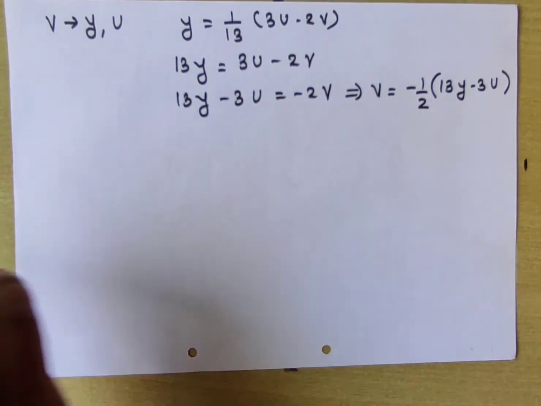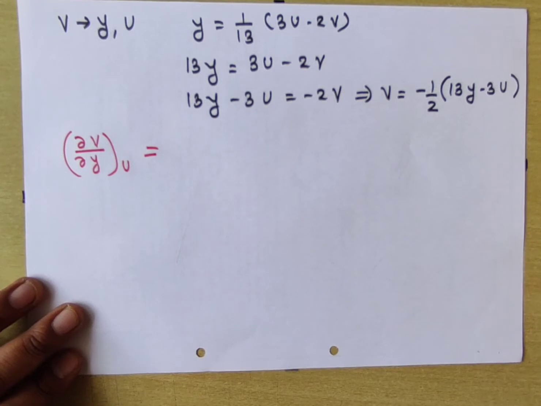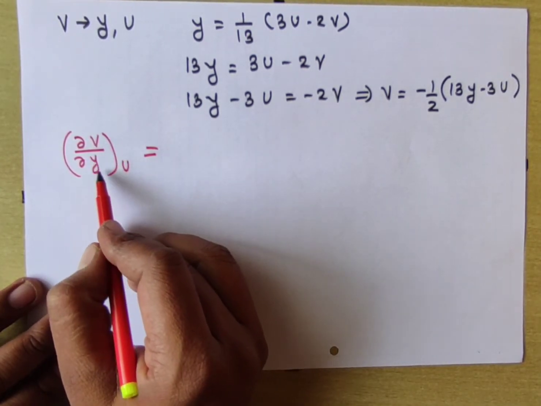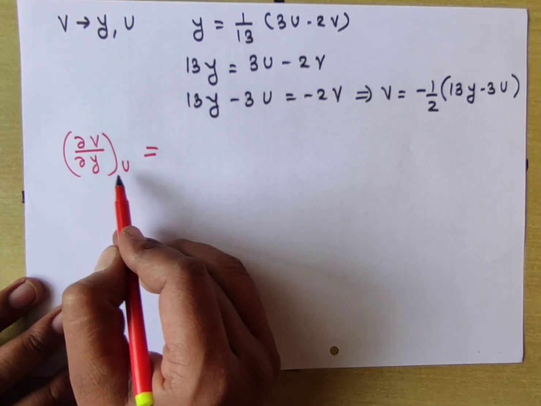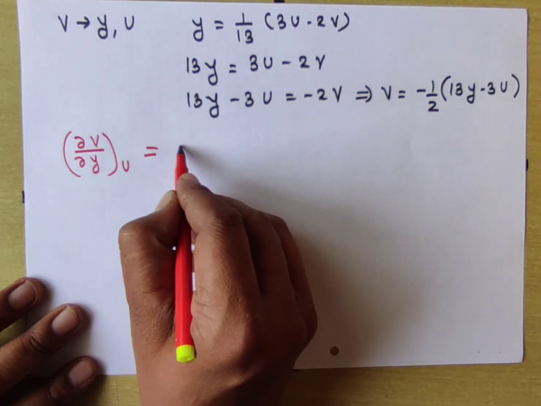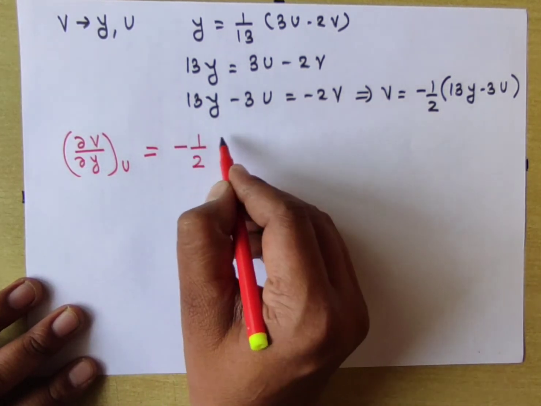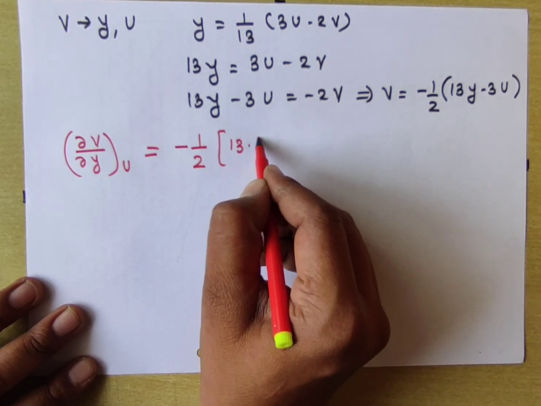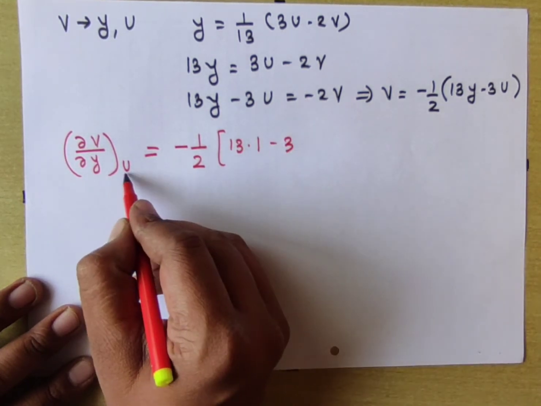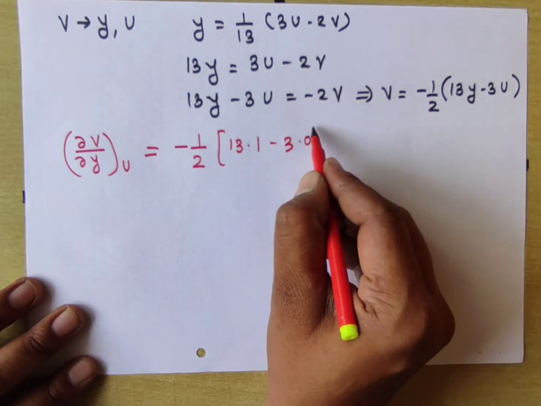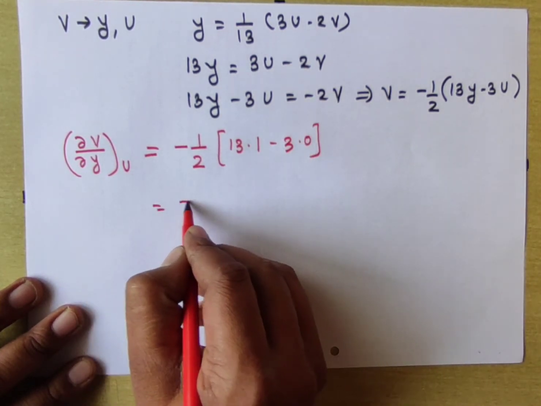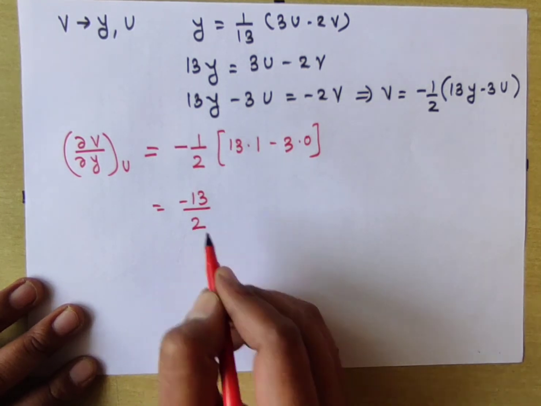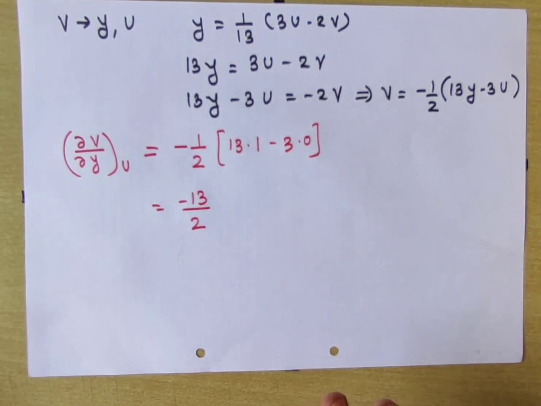Now to find the derivative of v with respect to y, keeping u as a constant. So first of all we take minus 1/2 outside. 13 is a constant, so we take it outside. Derivative of y is 1, minus 3, keeping u as a constant, so derivative will become 0. So therefore we get minus 13/2. So these are the required values to calculate the given solution.